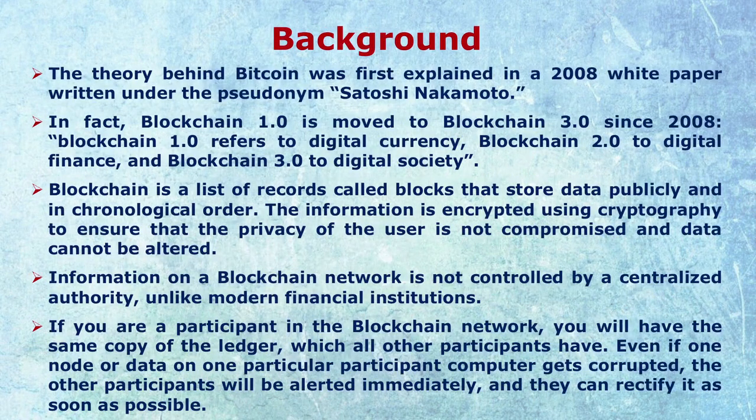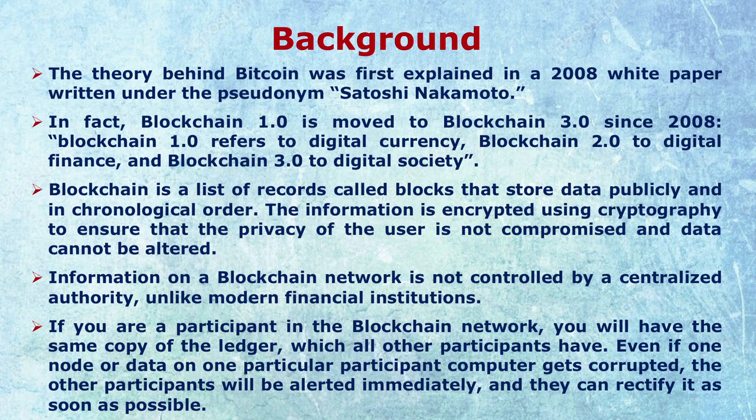So, the theory behind Bitcoin was first explained in a 2008 white paper written under the pseudonym Satoshi Nakamoto. In fact, blockchain 1.0 has moved to blockchain 3.0 since 2008. Blockchain 1.0 refers to digital currency, blockchain 2.0 to digital finance and blockchain 3.0 to digital society.